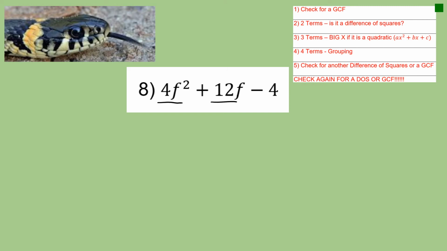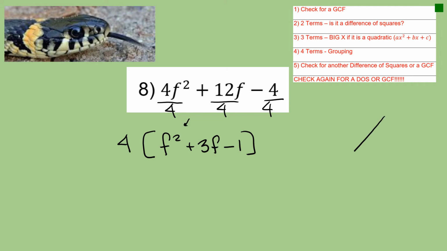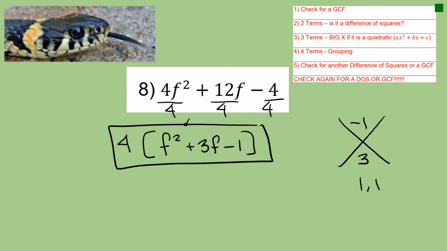All right, so on this one, we have a GCF of 4. So we're going to pull out that 4, leaves me with f squared plus 3f minus 1. That f squared, remember, means let's try something else. We're going to try a big X. 1 times negative 1 is negative 1, and 3, no options because my only option is 1 and 1. Now, we do not say this one's prime because I factored out a GCF. So this one does factor, it just doesn't factor any further.